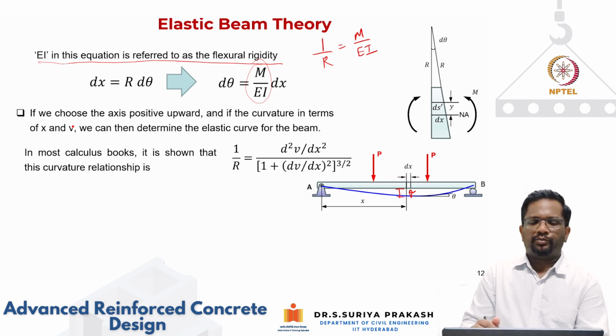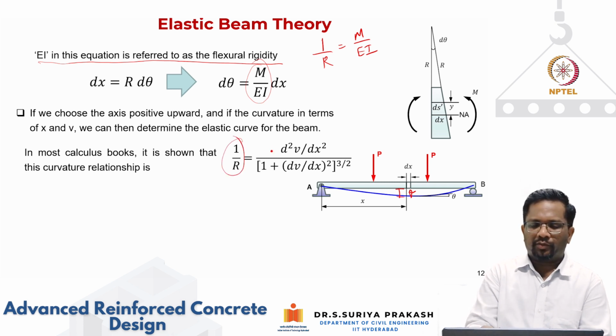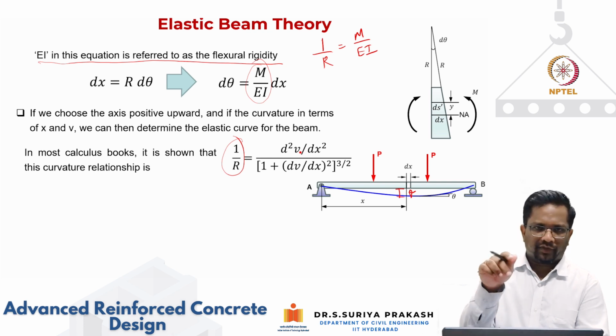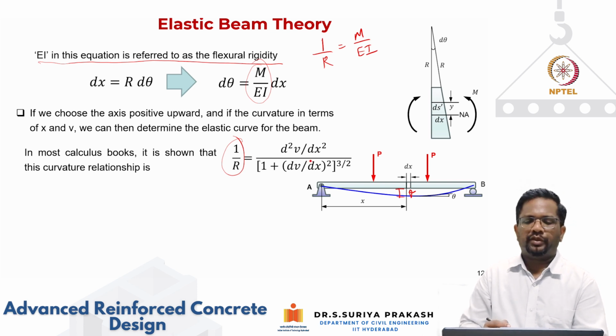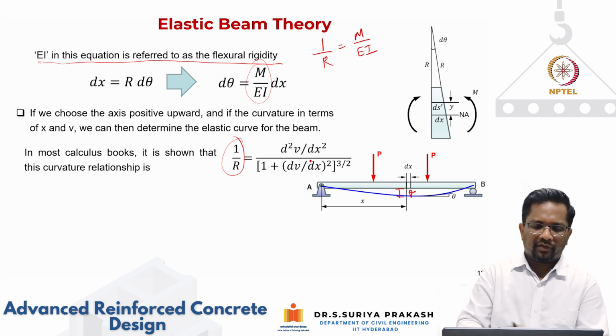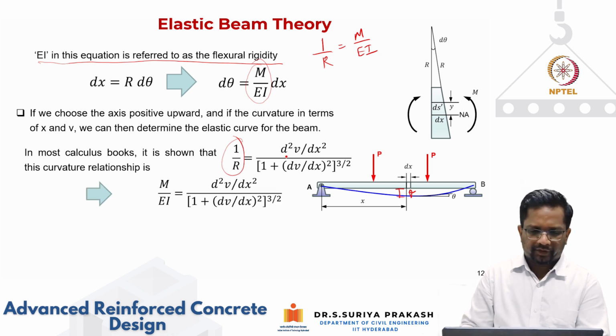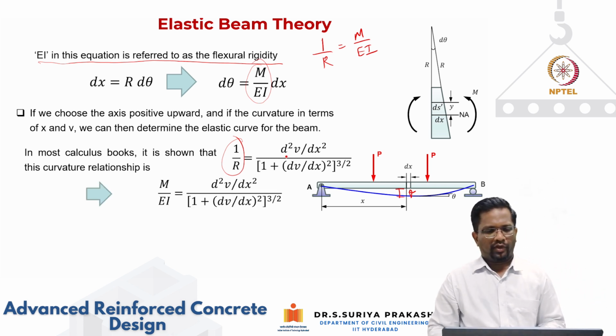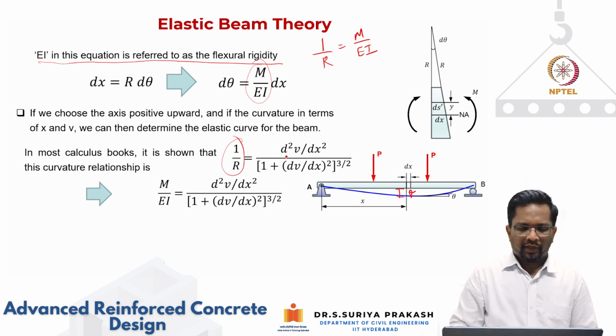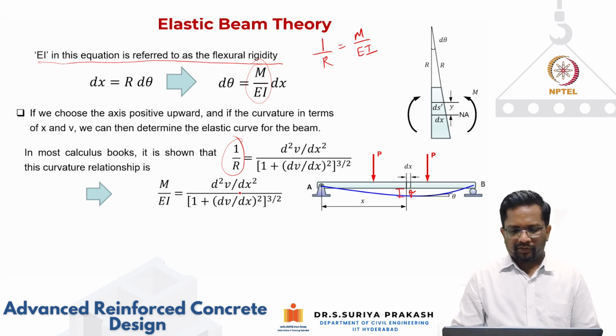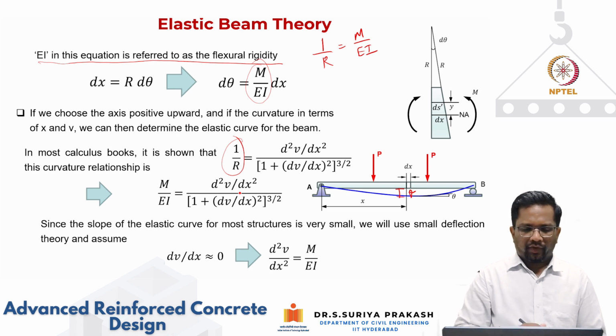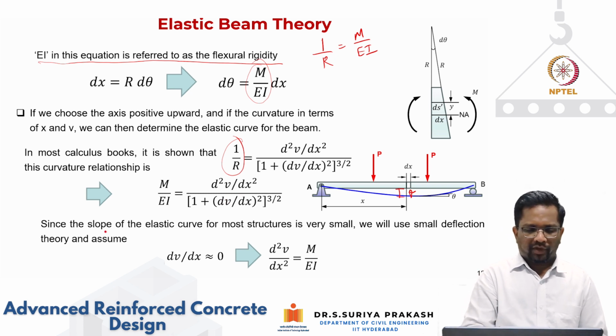In most calculus books, it is shown that this curvature is nothing but d square v by dx square, where v is your deflection taken as positive upward, divided by (1 plus (dv by dx) square) to the power of 3 by 2. This is the relationship for curvature, including the higher order terms. So 1 by r is nothing but your M by EI, which can be expressed in terms of this. And we have seen that the slope of the elastic curve for most structures is very small.